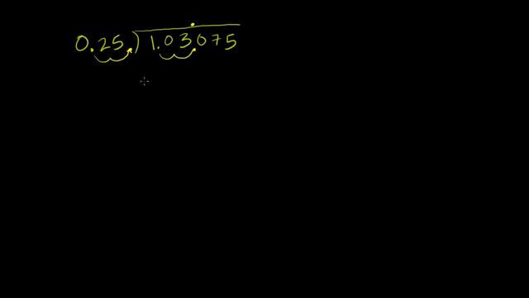And to see why that makes sense, you just have to realize that this division problem is the exact same thing as having 1.03075 divided by 0.25. And so we're multiplying the 0.25 by 10 twice. We're essentially multiplying it by 100 in the denominator. This is the divisor. So we also have to do the same thing to the numerator if we don't want to change this expression. We don't want to change the number. So we also have to multiply that by 100.